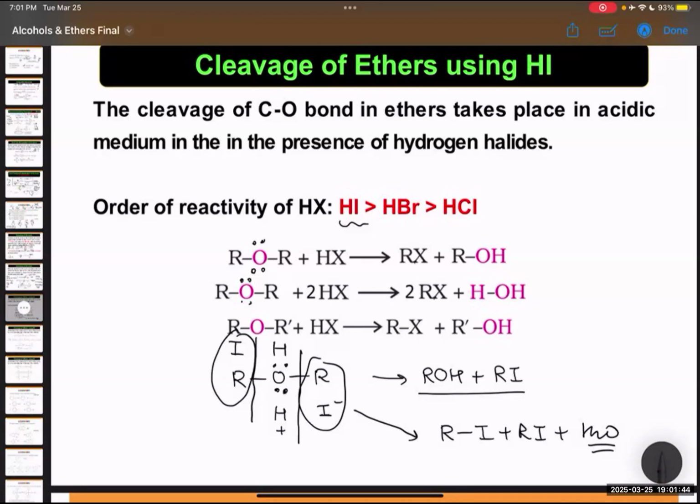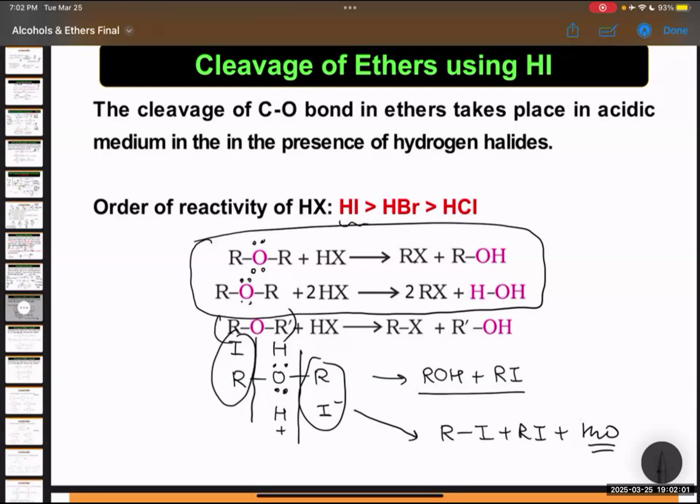R-I, NH2. Normally this is not a problem if both are the same. Then the reaction is very easy. Normally you need to think that if you have an unsymmetrical ether, where to put the I and where to put the OH.